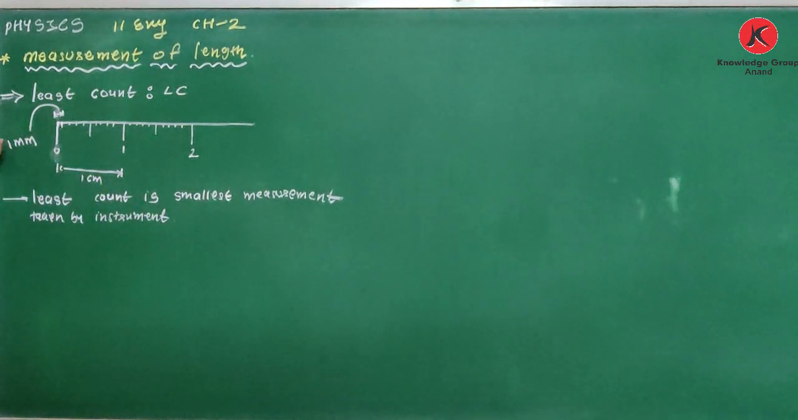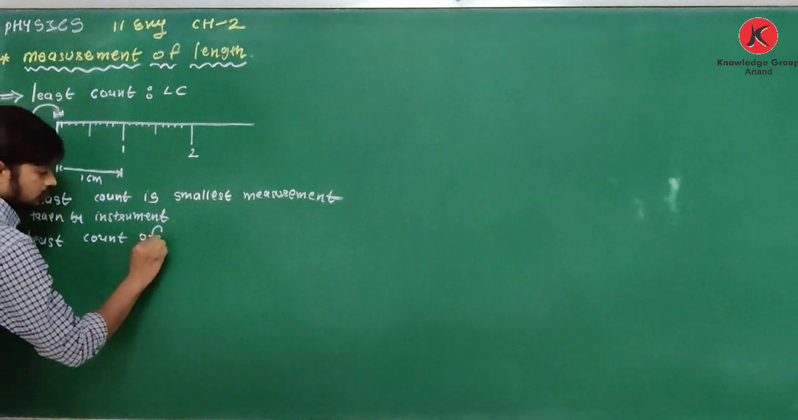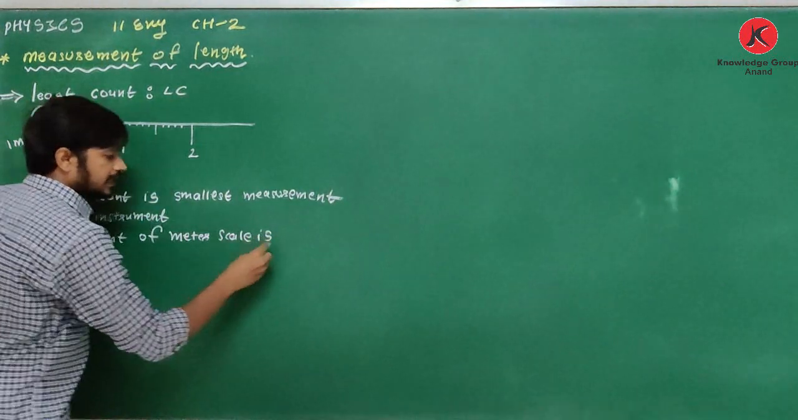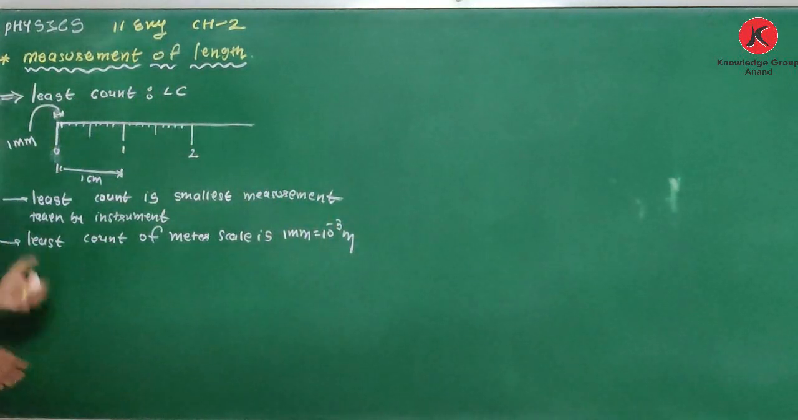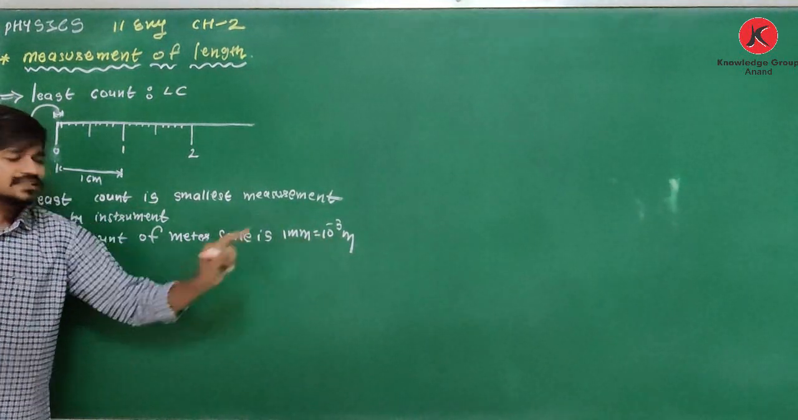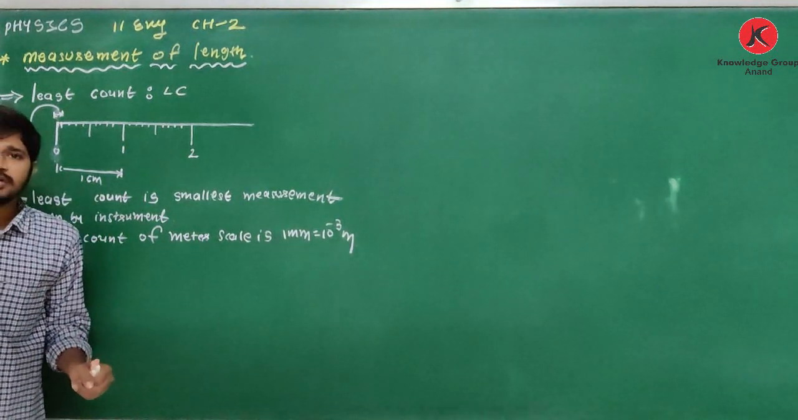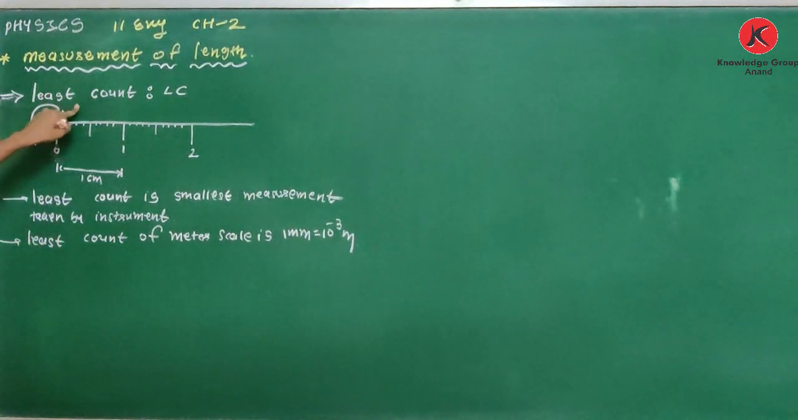Clear about this? That is the meaning of least count, which you have to remember. The least count of a meter scale is 1 mm, and 1 mm means 10⁻³ meter. It means a length or distance less than 1 mm, or less than 10⁻³ meter, cannot be measured with the help of a meter scale. Clear about this?